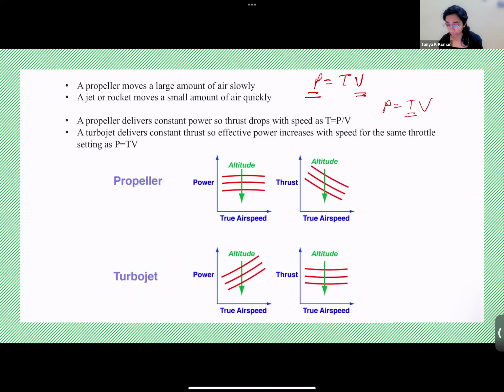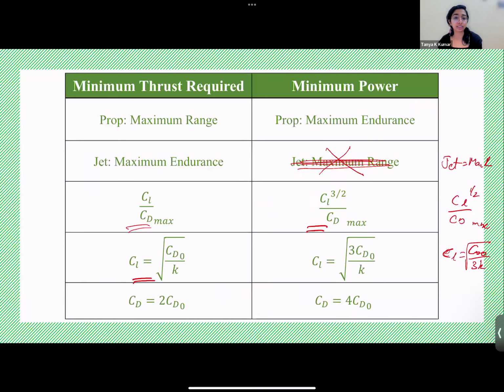So that is this graph. You can see this increasing, correct? With increase in airspeed, your power is increasing, but the thrust remains constant. This basic or fundamental difference between the operationality of these two types of propulsion is what gives you this difference in conditions for maximum range and maximum endurance. Okay, so this is where the difference lies.